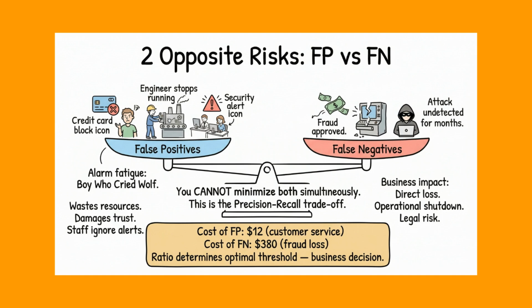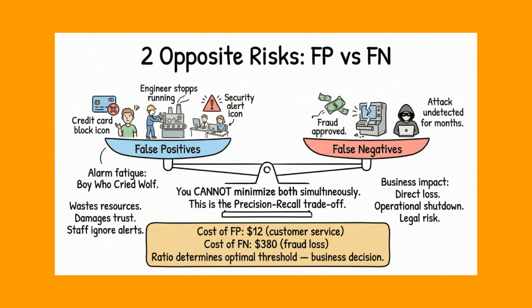False positives have three serious consequences. They annoy customers and damage trust. They waste staff time on fake investigations. Most dangerously, they cause alarm fatigue. When staff see too many false alarms, they start ignoring alerts. This is the boy who cried wolf effect. When a real anomaly finally appears, it gets ignored too.